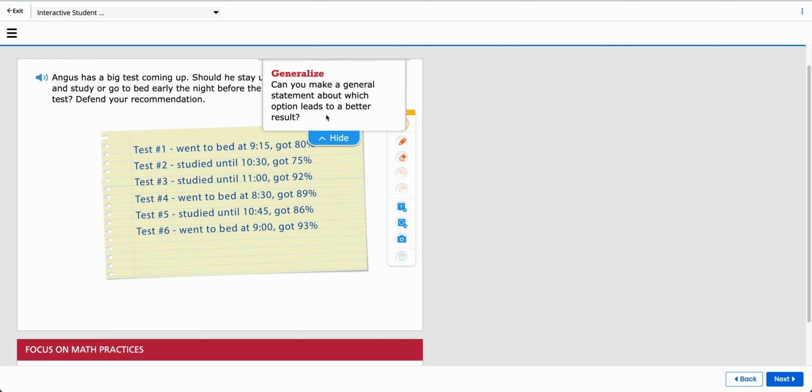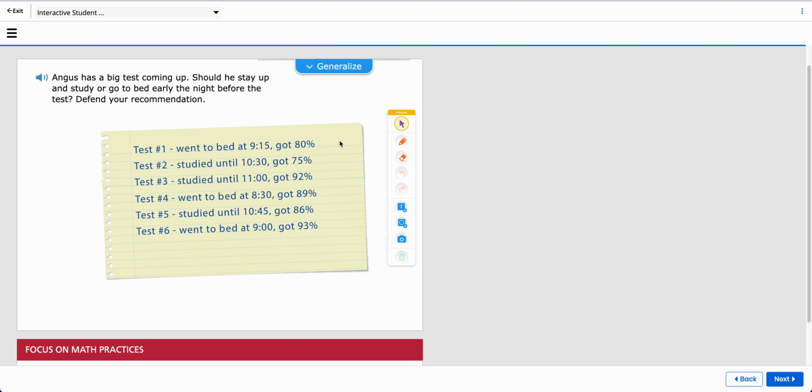Can you make a general statement about which option leads to a better result? Going to bed early. It seems like going to bed early was never a bad thing, right? Staying up late and studying seemed to hurt him one time, but maybe that was just a really hard chapter too. Maybe you missed some days of school for that unit or something. There are other variables that we can throw in here, right? So it's kind of hard to make just a general, overall, broad sweeping statement about which one's better.